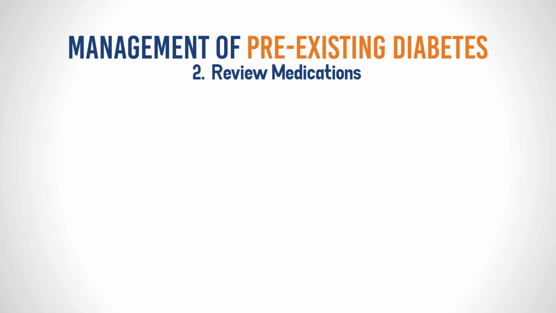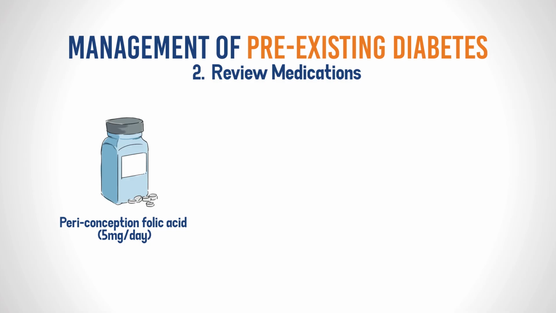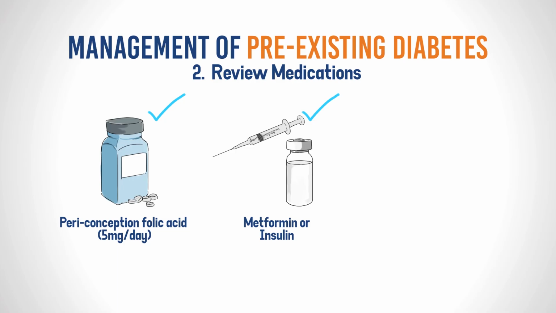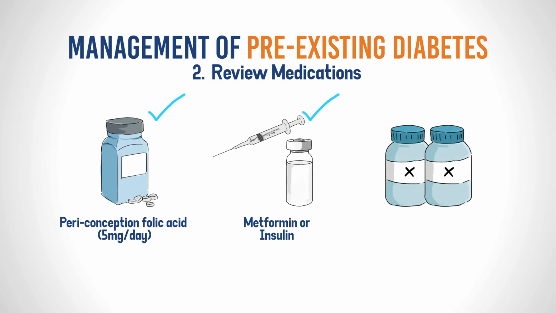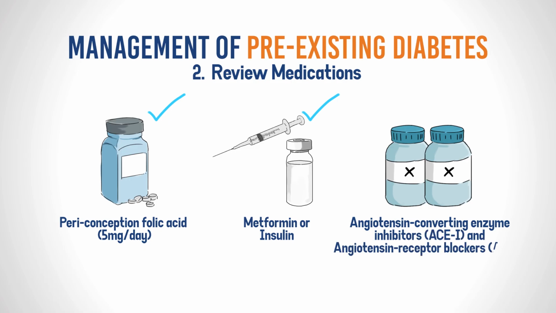Women with pre-existing diabetes are recommended to consume a higher dose of periconception folic acid, 5 mg per day, for the prevention of neural tube defects. Those on oral hypoglycemic agents should be switched to metformin or insulin to achieve glycemic control. Use of angiotensin-converting enzyme inhibitors, ACE-I, and angiotensin receptor blockers, ARBs, to manage microalbuminuria is contraindicated in pregnancy. These medications should also be stopped and switched to suitable alternatives.